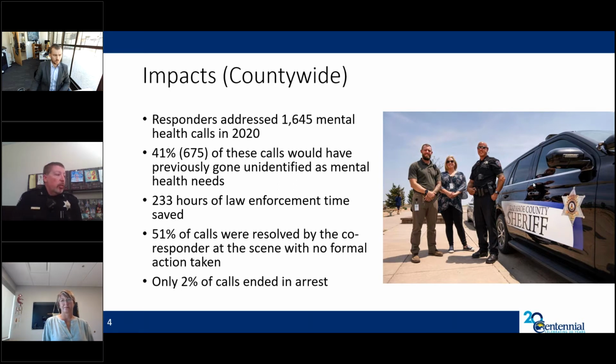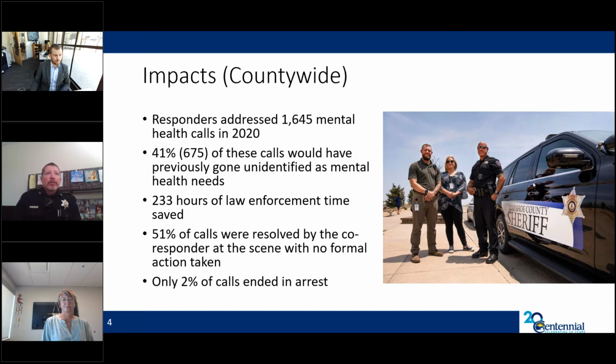So in 2020, by the time we got the program stood up full-time, we had a full year's worth of data that we were able to evaluate. And it turns out that we had 1,645 mental health related calls in that year.